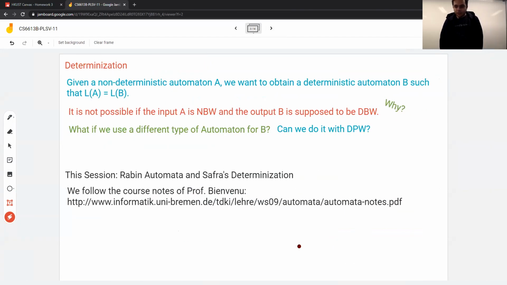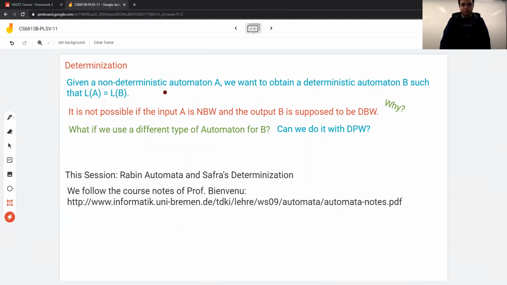So now in this session, we're going to talk about a completely different problem, and this is the problem of determinization. The idea is, again, very simple. You have some automaton A, and your automaton is non-deterministic. Now, you don't like non-determinism. You want to find another automaton B with the same language, but you want this automaton B to be deterministic. Okay?